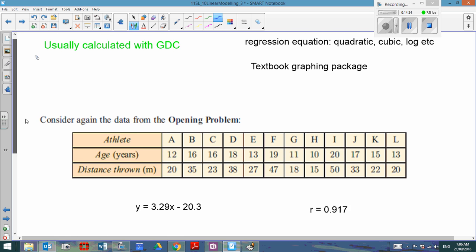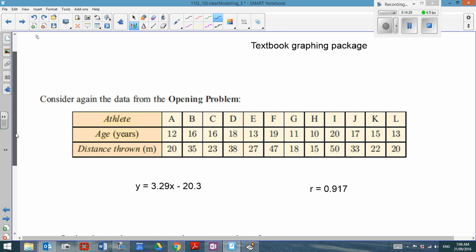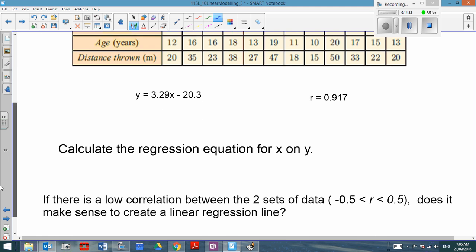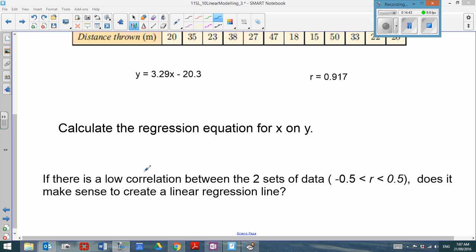Once you guys have found your equation and your r value, and your r value supports that your equation is relatively accurate, then you can continue and analyze data and do anything else, predicting, extrapolating, interpolating, whatever you guys need to do. Last thing to consider is that if you do get an r value that's between negative 0.5 and 0.5, which is a very moderate to weak correlation, or anything less than that, is it worth actually using a linear equation to represent your data?